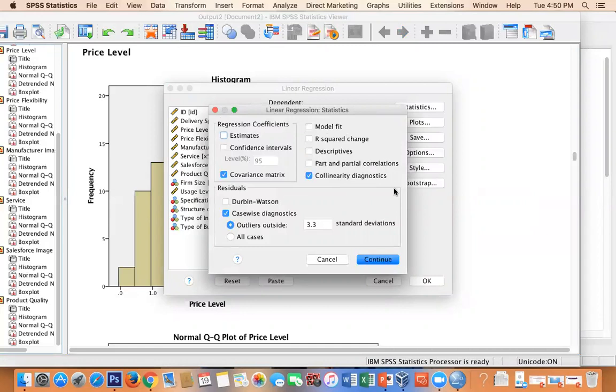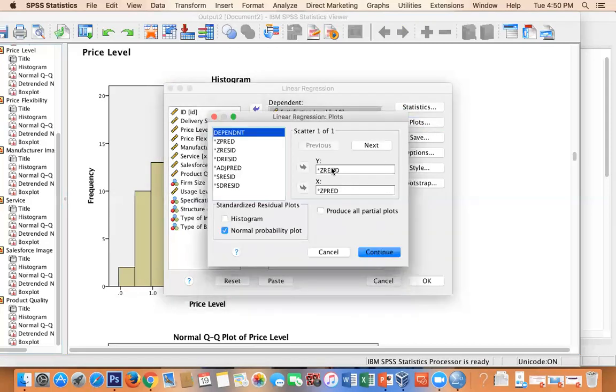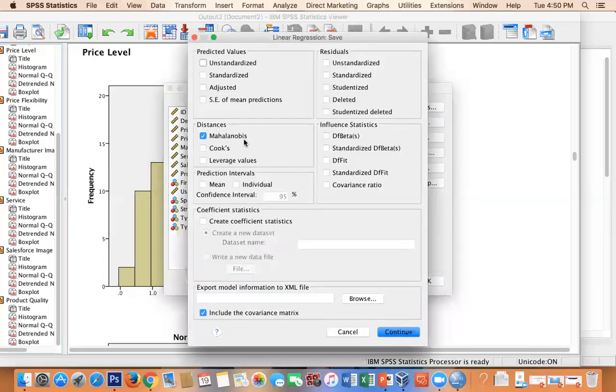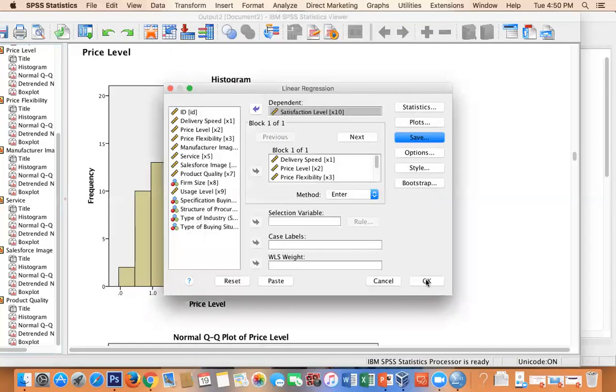Because you are looking at multicollinearity, outliers, and everything. Outliers beyond 3.3 standard deviations. If you indeed want to eliminate at 95%, you would have to use 1.96 standard deviations. Don't do that. You will lose a lot of the data set. Covariance matrix, so that it will give you correlations between all the values. Plots: Z residual and Z predicted as always, and standardized residual plots as well. Save: Mahalanobis distance, and so on. Okay, fine.